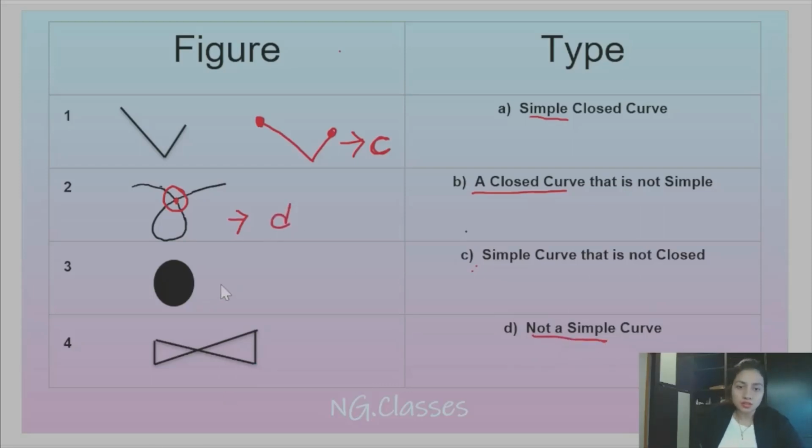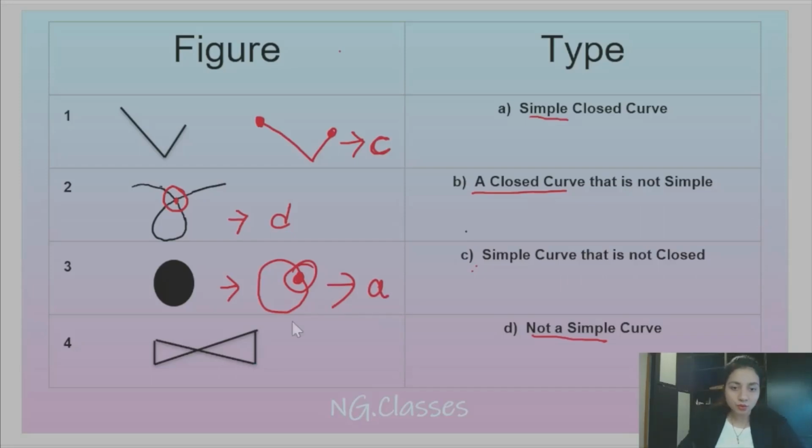Now what about this third figure? A circle. So a circle we can draw in one go, whose starting point and end point are the same, and it's not crossing itself. So it's a simple closed curve. Which option will be correct? A, right? Simple closed curve. So this one is a simple closed curve.